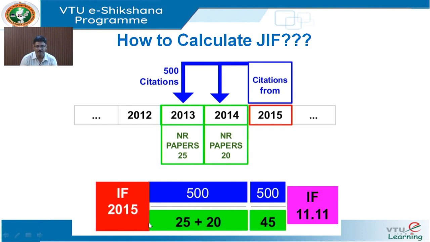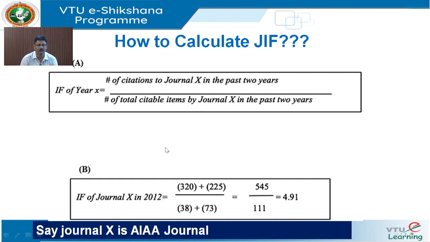So these 45 articles received 500 citations by the end of 2015. Then the impact factor for 2015 is the total number of citations received divided by the articles published in the previous 2 years, that is 25 plus 20, 45. 500 divided by 45, so the impact factor of this journal is 11.11. Okay, hope it is clear for you. Here I have put the same example.